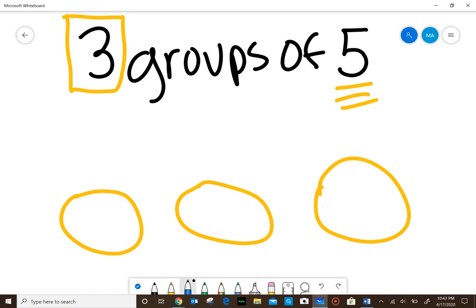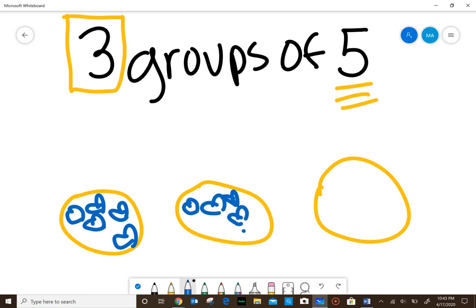I'm going to pick hearts this time, and you're going to be able to pick whatever you want. So I'm going to pick 1, 2, 3, 4, 5 hearts in the first group. 1, 2, 3, 4, 5 hearts in the second group. 1, 2, 3, 4, 5 hearts in the third group, and now we have to solve.